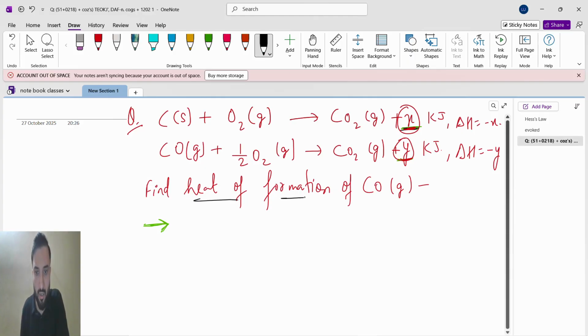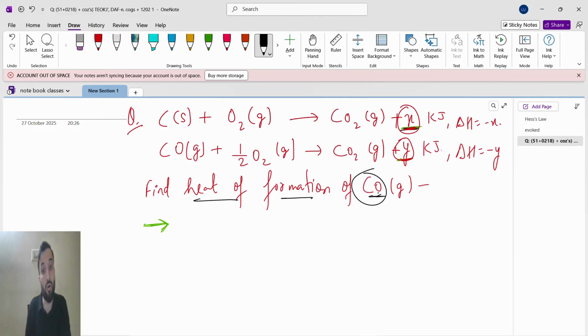Now guys, what we have to do is find the heat of formation of CO, carbon monoxide. Formation of carbon monoxide means on the product side we want carbon monoxide, right? Formation of carbon monoxide means on the product side I want carbon monoxide.